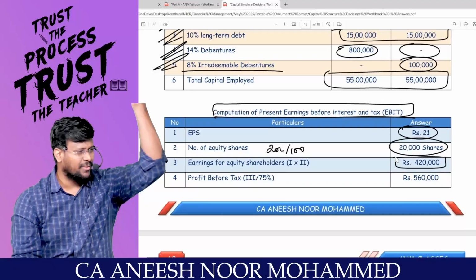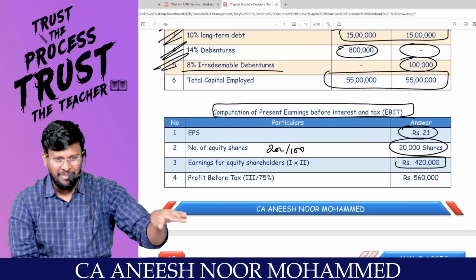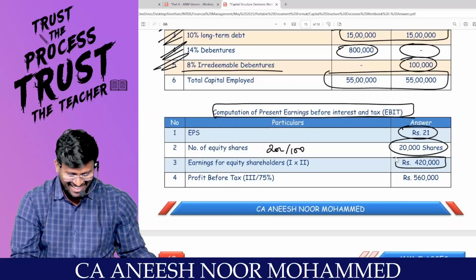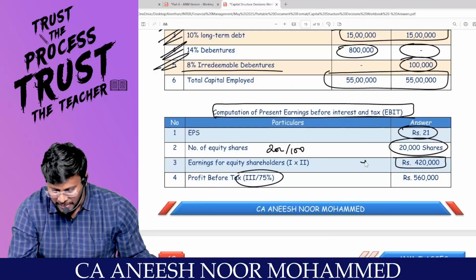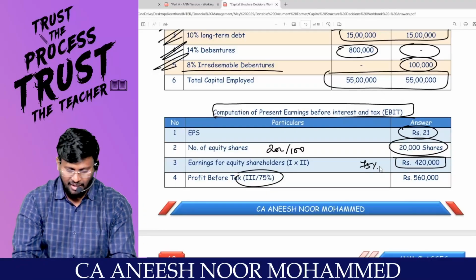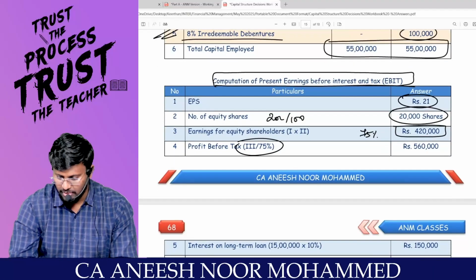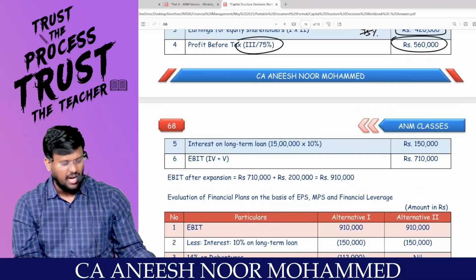Reverse working: EBIT minus interest, all those stuff. So what is the tax rate? 25%, so this will be 75%. Correct? 420 divided by 75% is 5 lakh 60,000.